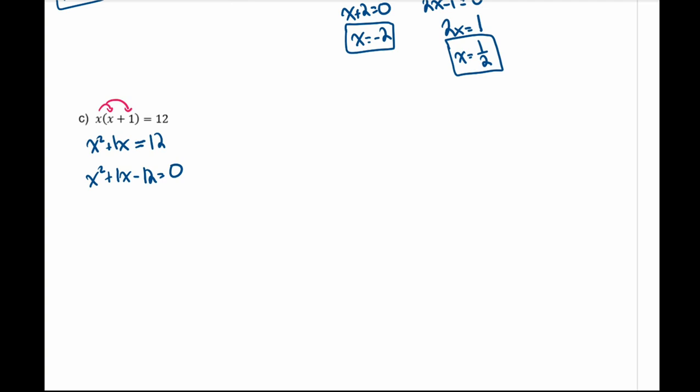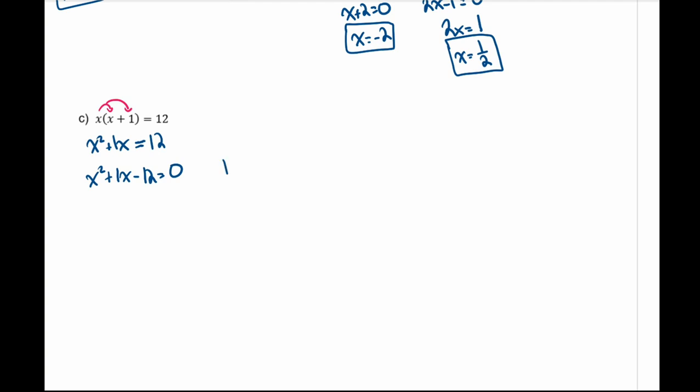And then again, I'm going through that checklist that we did when we talked about factoring. Is there a common factor? No. Is there a difference of squares? No. Is it a perfect square trinomial? No. Is it a complex trinomial? No. So the only thing remaining is that it's a simple trinomial.